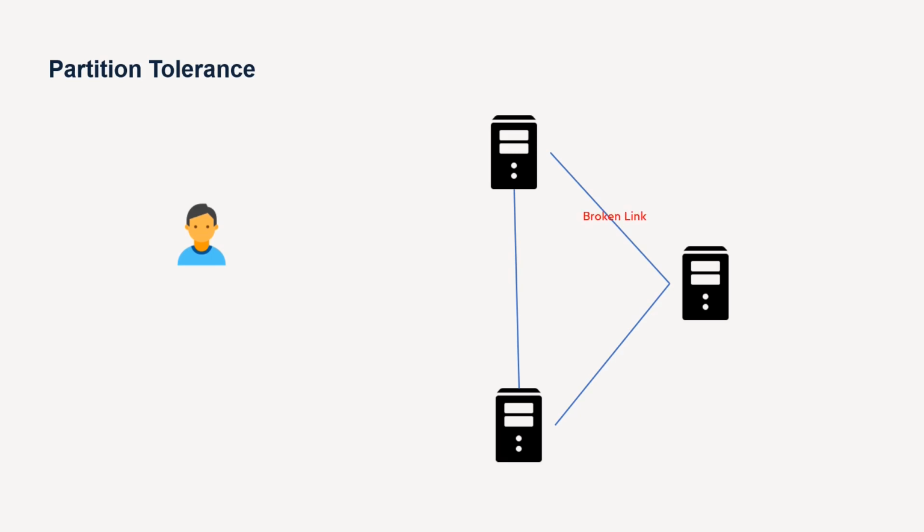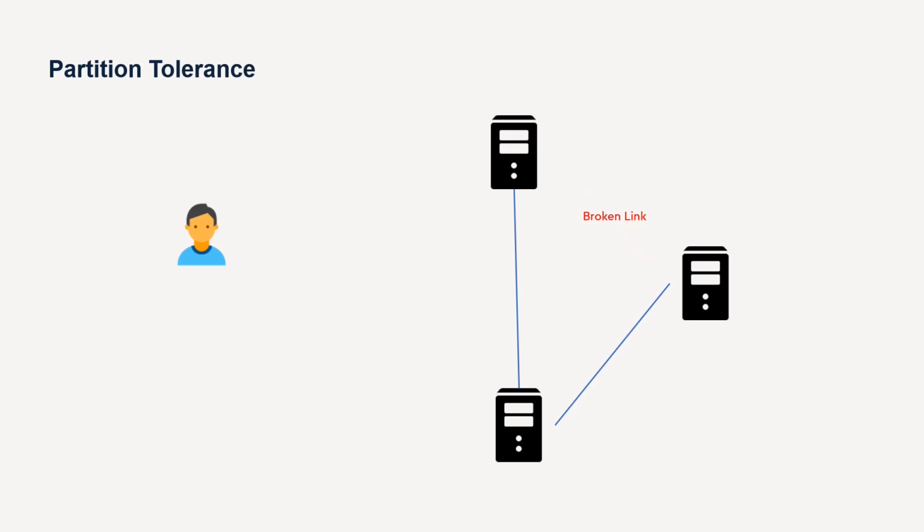But suppose there's a communication link failure between two servers, like a network failure happened, and the two servers cannot talk to each other. At that time, partition tolerance comes into the picture. The system keeps working even if there is a system failure or some network connectivity issue. But there is a trade-off: which property do you want to prevail? Either you focus on availability or you focus on consistency.